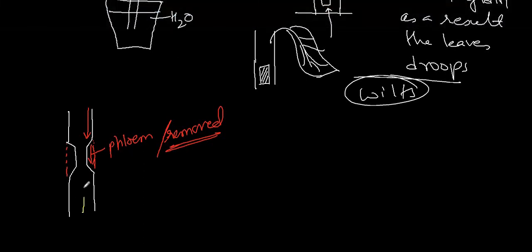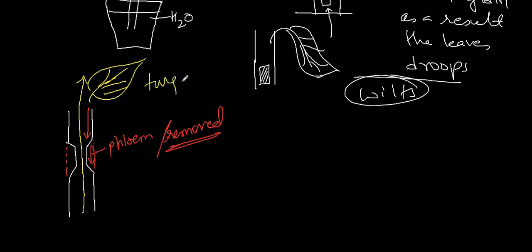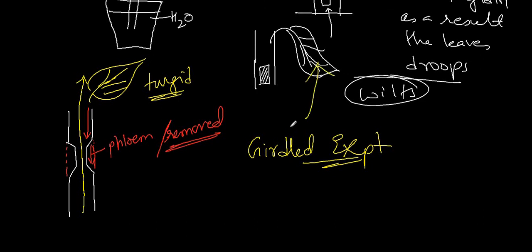So xylem passes the water from the root to the aerial parts of the plant, and as a result the leaves are going to remain turgid. But phloem cannot move further down. Why? Because phloem has been removed. Phloem cannot pass the food further down because phloem has been removed from the stem. This is what we call a girdle experiment, here for the xylem as well as for the phloem.